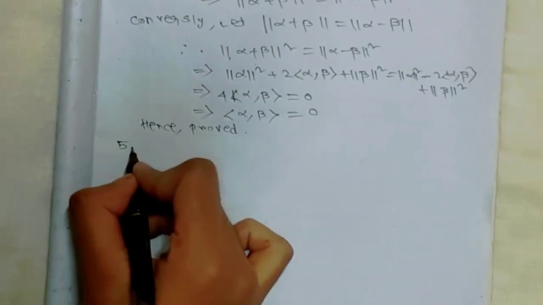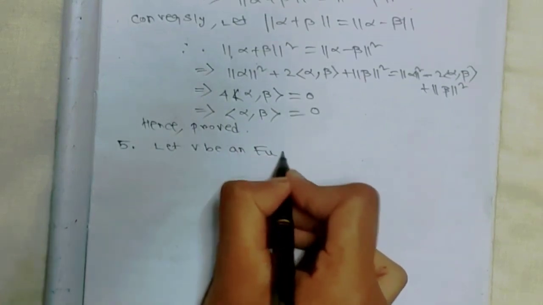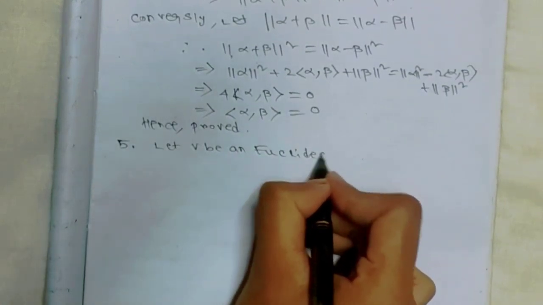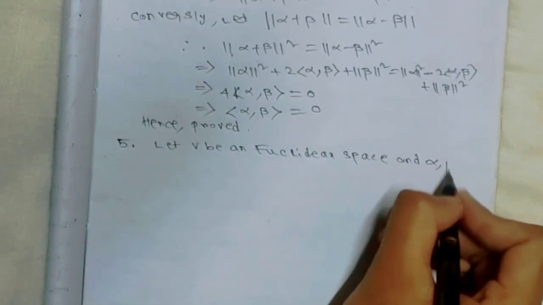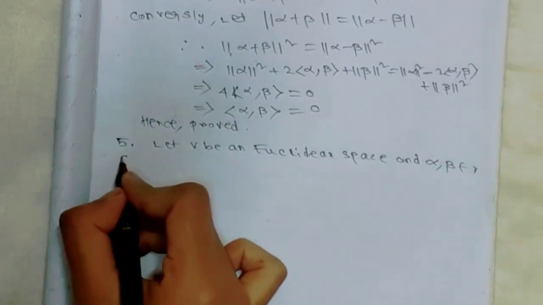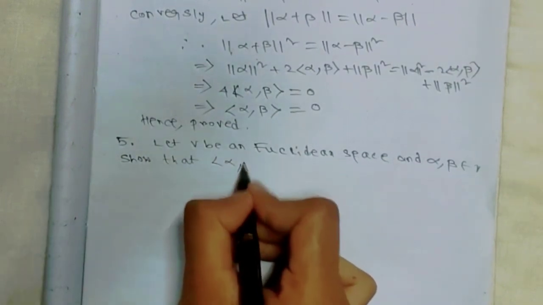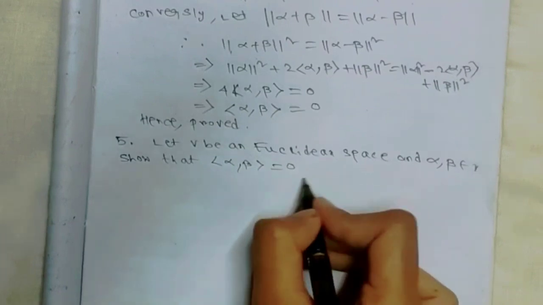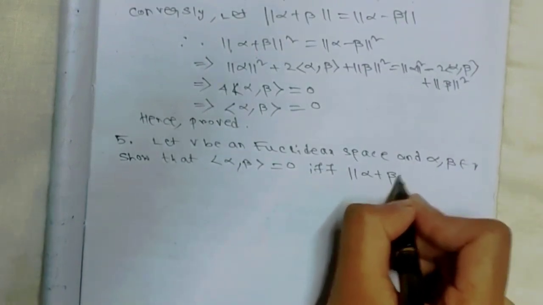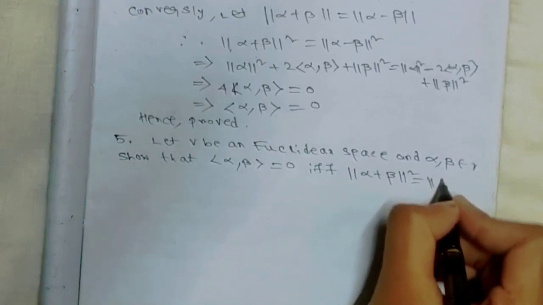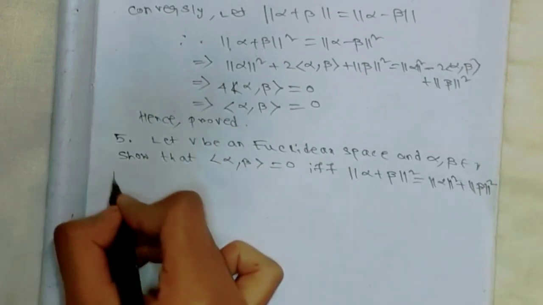Now the fifth concept. Let V be a Euclidean space and alpha, beta belong to V. Now we have to show that the inner product of alpha, beta equals 0 if and only if norm alpha plus beta squared equals norm alpha squared plus norm beta squared. Now proof.